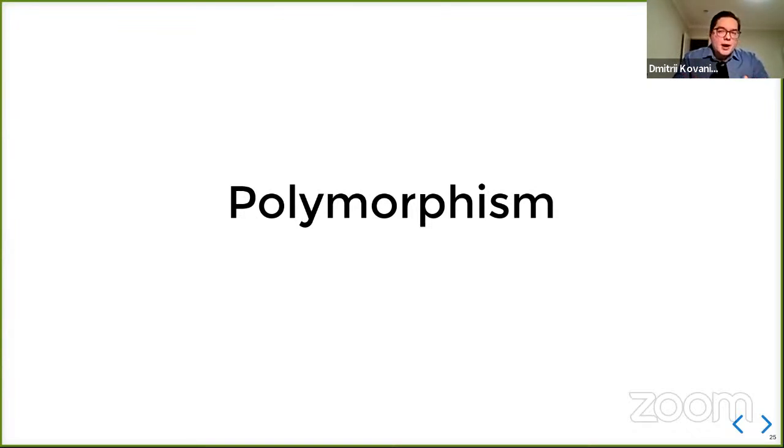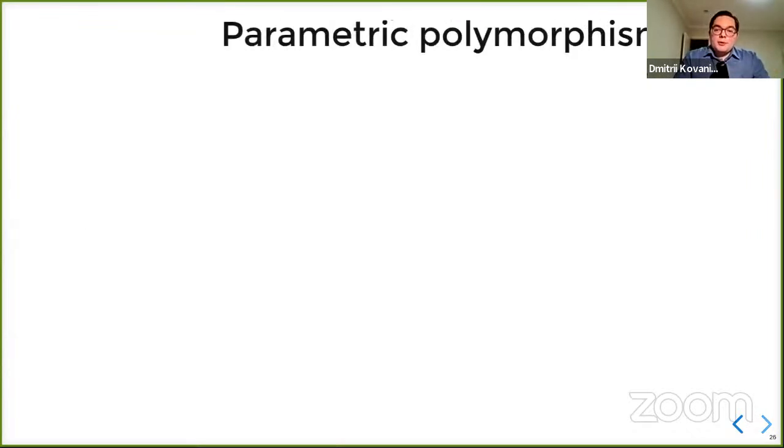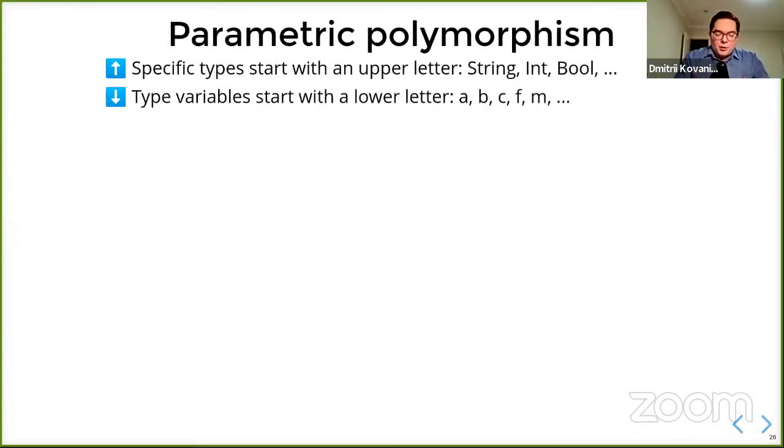Is there a way to write functions that work with all the data types? And the answer is yes. We can write polymorphic functions. The common polymorphism, which is called parametric polymorphism, allows you to write functions that work for any type. Specific types in Haskell, by Haskell naming conventions, start with an uppercase letter. And there are type variables, which tell that the type can be anything. They start with a lowercase letter.